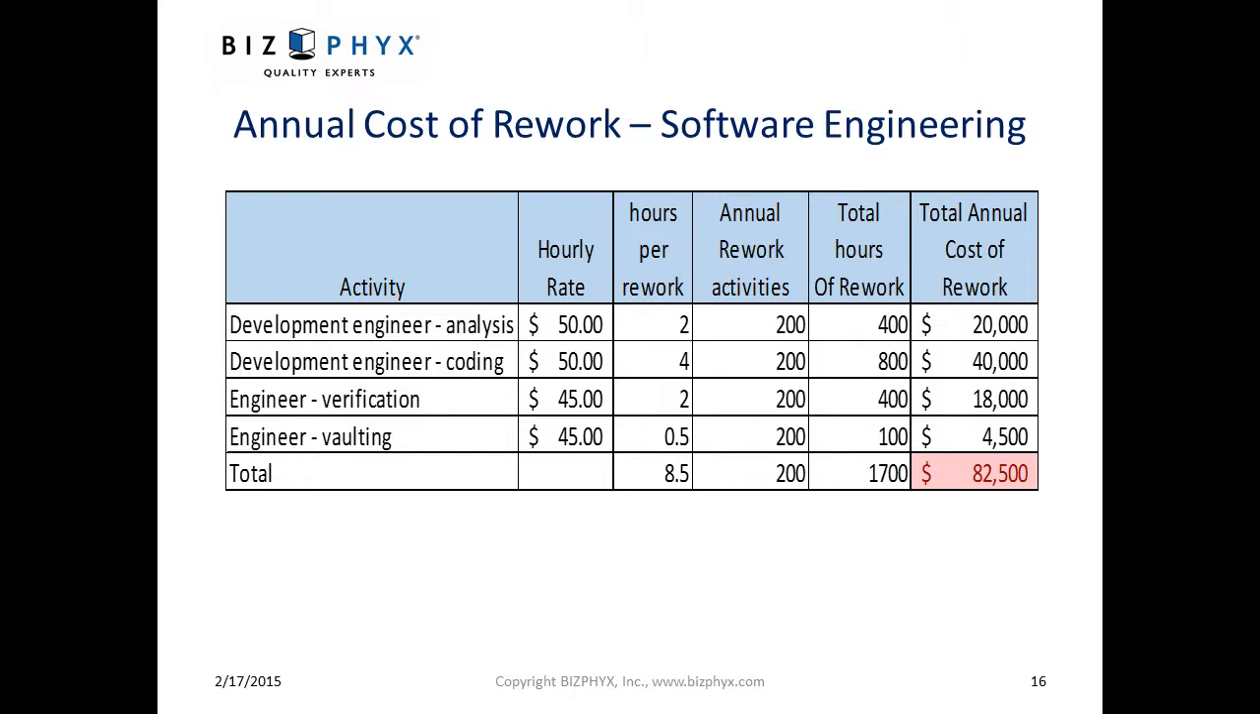So we're going to assume we have 200 instances of bugs this year. And we can just do our simple multiplication and come up with $82,000 worth of engineering time involved in fixing bugs. We know we're short of engineering time. So what if we could reallocate this time from fixing bugs to doing something more productive? All right, good idea. How do we do that?